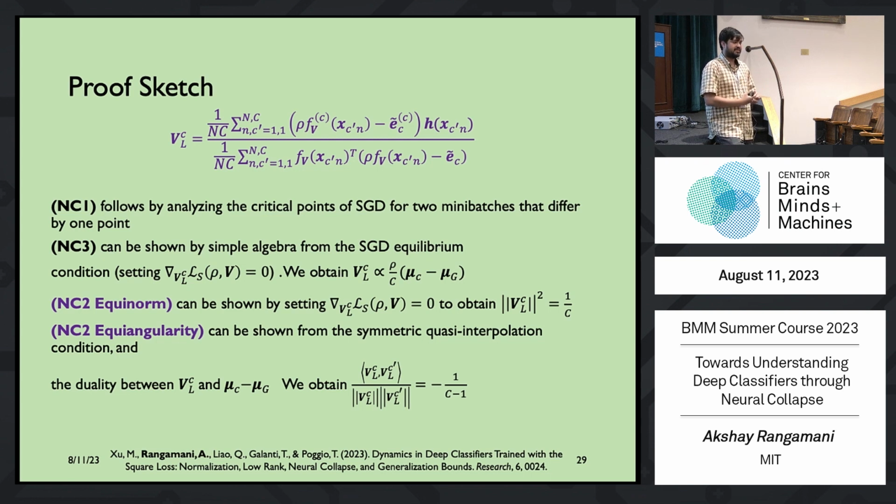But the basic idea is that if you can hit exactly zero gradients and exactly zero stochastic gradients per batch, then this is the solution that should emerge, the neural collapse solution, when you minimize the squared loss with regularization.